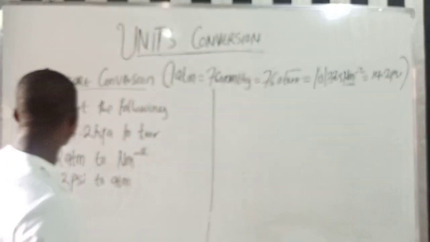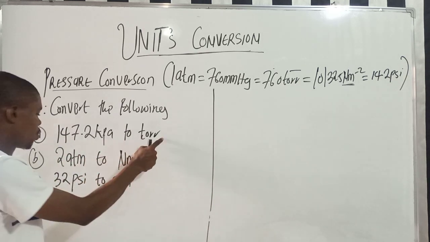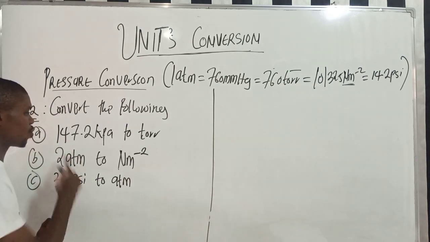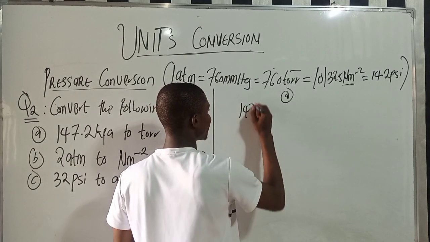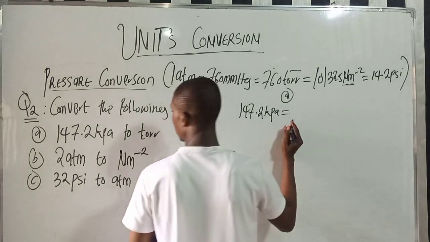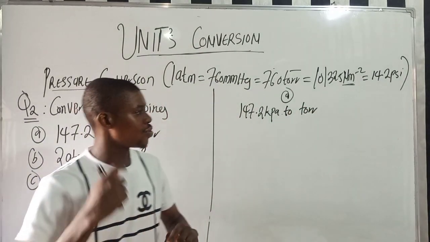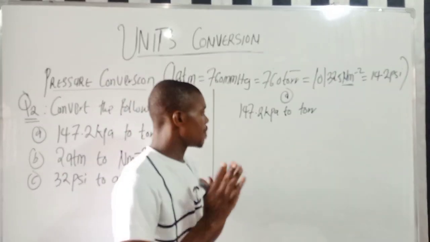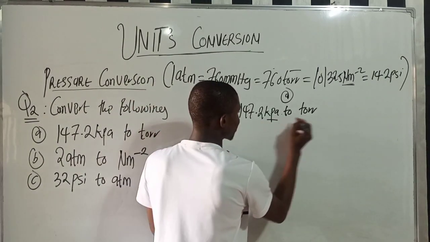Now let me look at what the second question says. Convert the following: 147.2 kilopascal to torr, and 2 atm to newton per meter square. So how do we convert that? Let's say the first one, A, here we have 147.2 kilopascal equal to what, to torr. The first thing I want to do is write my relationship between kilopascal and torr. Remember, our key focus is going to be kilopascal and torr.